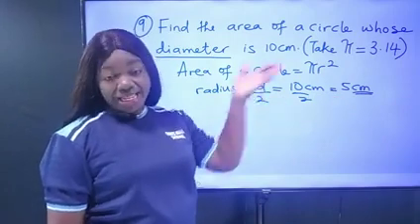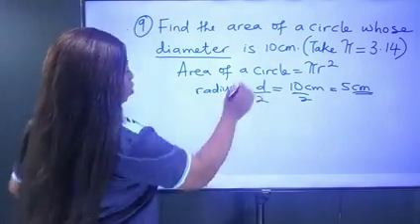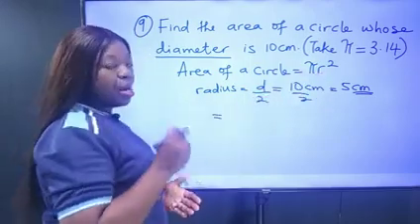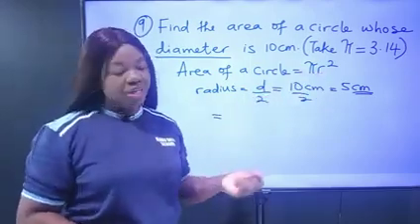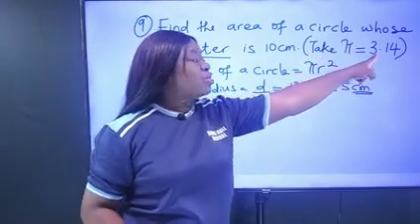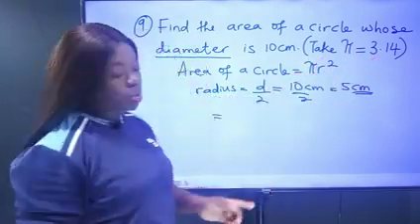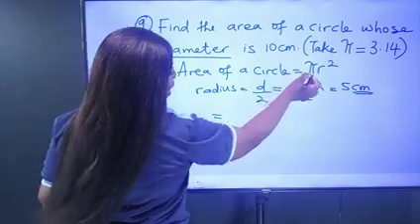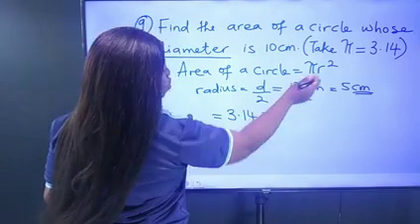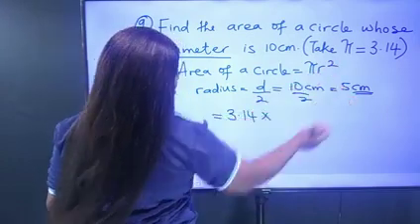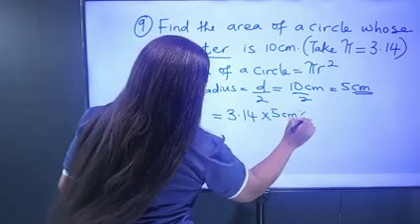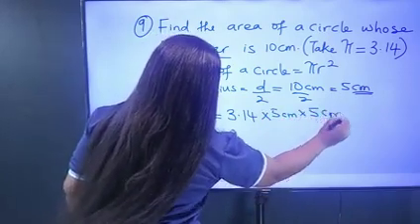So now let's find the area of the circle. So now that will be equal to pi r square. It means pi times the square of radius. Now in the question it says take pi to be 3.14. Today we are not using 22/7. So instead of writing pi, we'll write 3.14 times the square of radius. That's 5 centimeters times 5 centimeters.